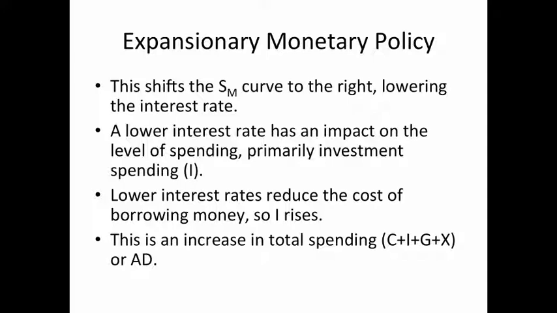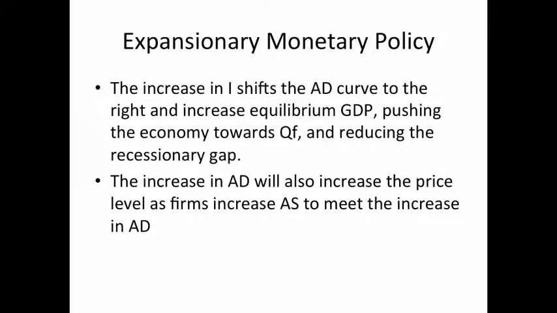As the interest rate falls, the cost of borrowing money goes down. More companies and also households will borrow money and then spend it. So we should see an increase in I, but also an increase in C. And that's going to shift the aggregate demand curve to the right. As the aggregate demand curve shifts to the right, that increases equilibrium GDP and pushes the economy closer towards full employment, therefore reducing, if not offsetting totally, the recessionary gap situation.